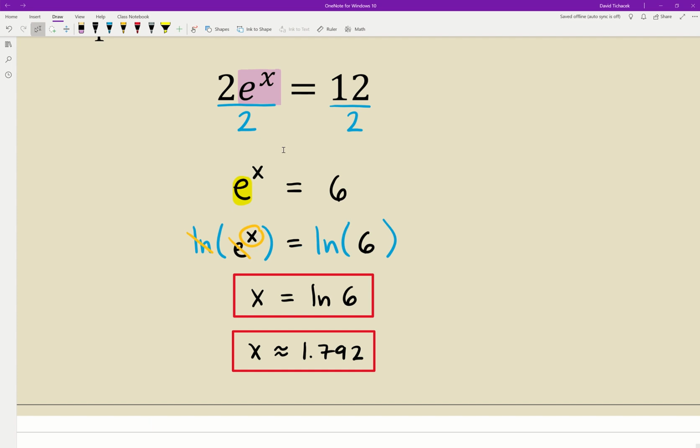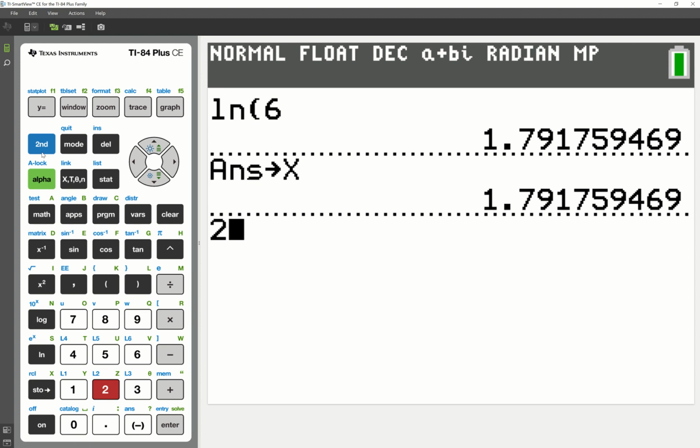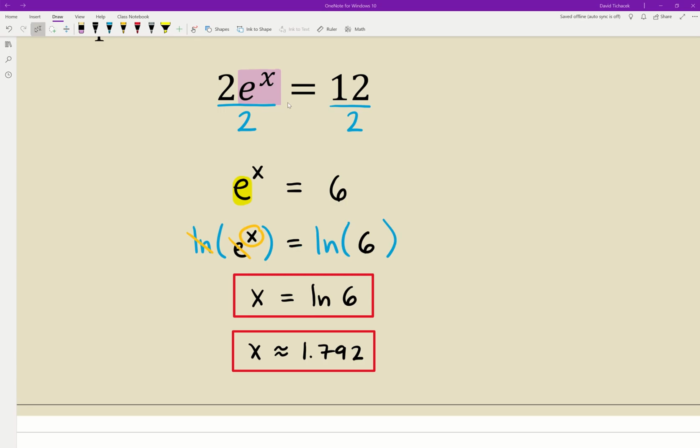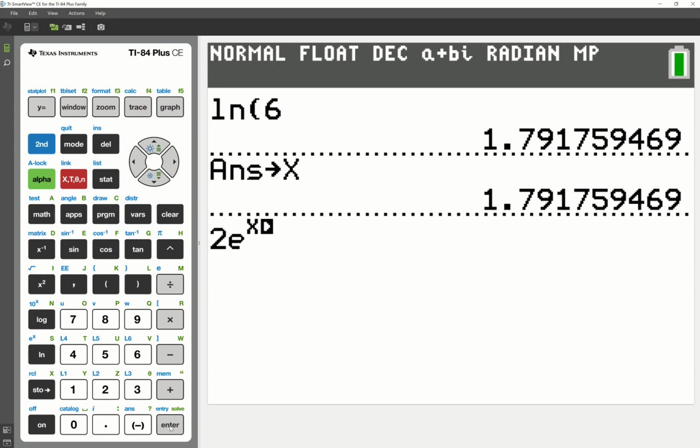And I'm just going to type in the left-hand side of my equation that I originally had. So 2 times e to the power of X here. So 2 times e, remember that to pull up e to the power of, you just have to press second ln. And then we want e to the power of X. And because we stored that number into X, it's going to do all the operations. And keep in mind what we're looking for. We're looking for this to equal 12, the right-hand side, so we can confirm that we got the right answer. And when we press enter, we do, in fact, get 12. So that is going to be a correct answer for us.